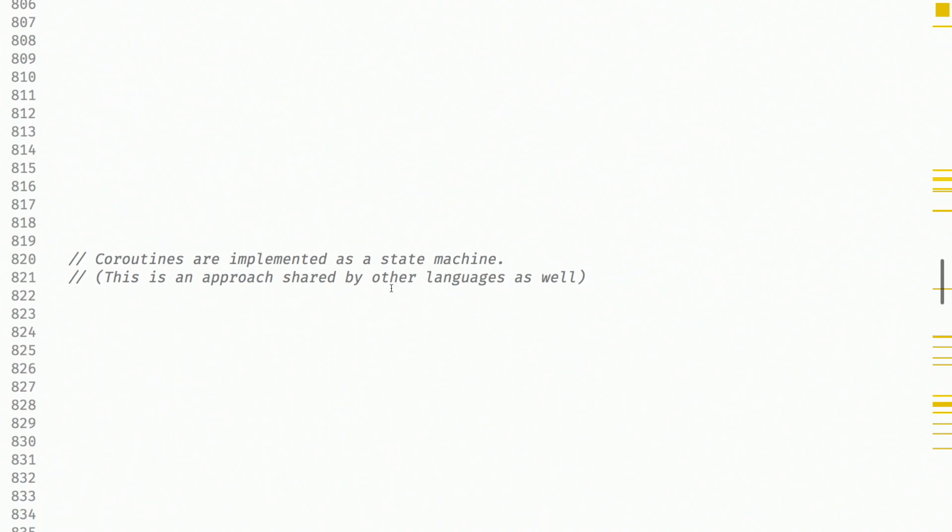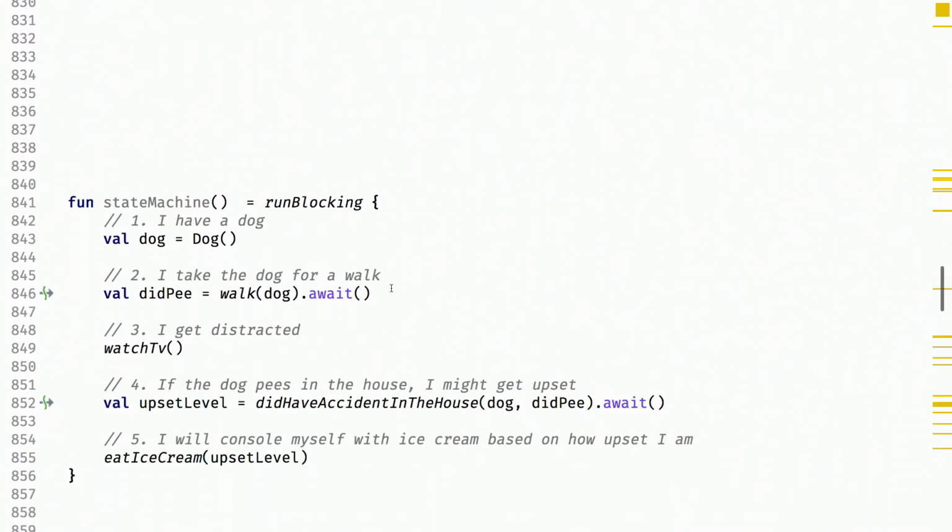Why do we care about state machines? Well, because this is the underpinning of coroutines. This is how they're implemented. This is an approach that's shared by other languages as well who implement coroutines. The reason is predominantly for performance. The really cool detail about implementing as a state machine means that you can have an arbitrary number of suspension points in a coroutine and still generate only one class. Do you need to know about that? No, but maybe you'll win trivia night one day.